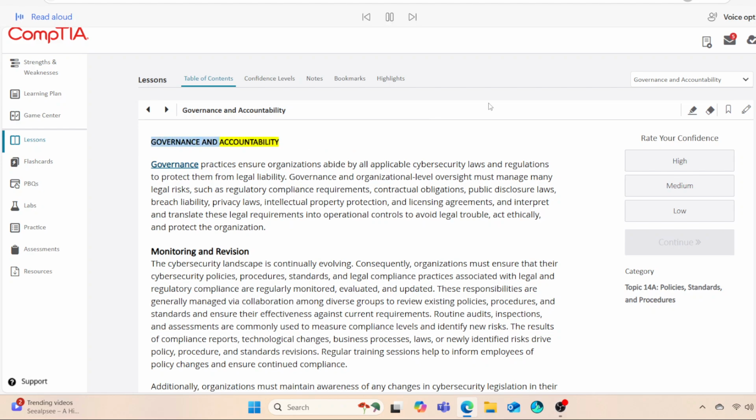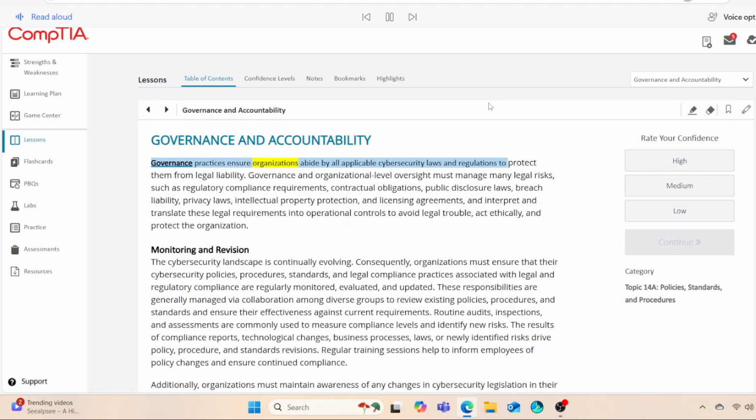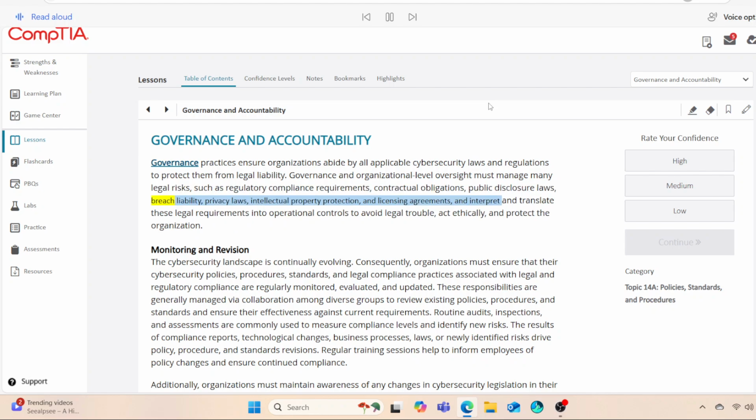Governance and Accountability. Governance practices ensure organizations abide by all applicable cybersecurity laws and regulations to protect them from legal liability. Governance and organizational level oversight must manage many legal risks, such as regulatory compliance requirements, contractual obligations, public disclosure laws, breach liability, privacy laws, intellectual property protection, and licensing agreements, and interpret and translate these legal requirements into operational controls to avoid legal trouble, act ethically, and protect the organization.